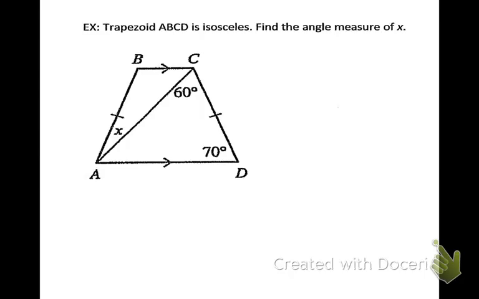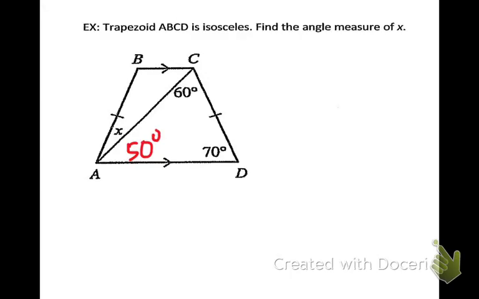Trapezoid ABCD is isosceles. Find the angle measure of X. How could we do that? Chris? Okay, so what would the last angle be, Chris? Yeah. 50 plus 130 is 180, so it would be 50. That's 50.